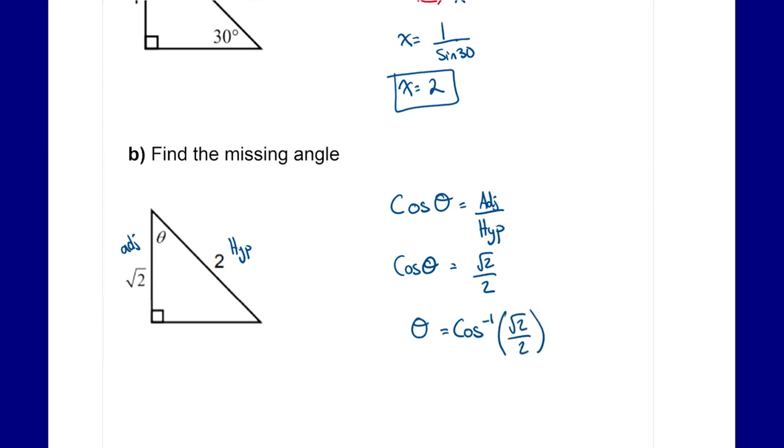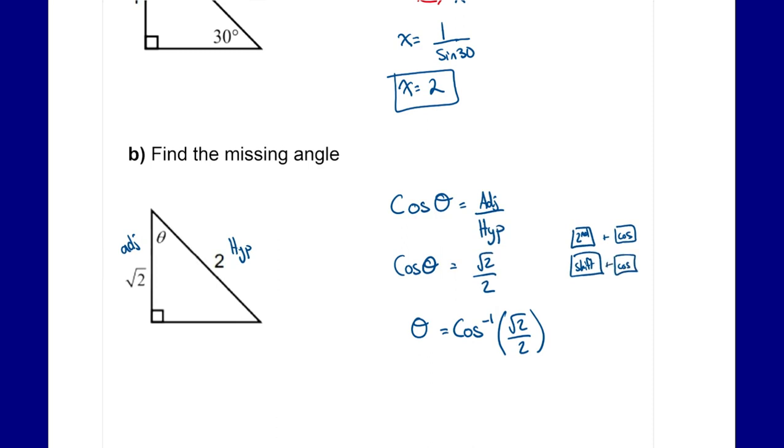So it's just a button on your calculator that you're going to find. It's probably going to be associated with the actual cosine button. So you're probably going to have to do something like the second button or shift and then the cosine button to get it.